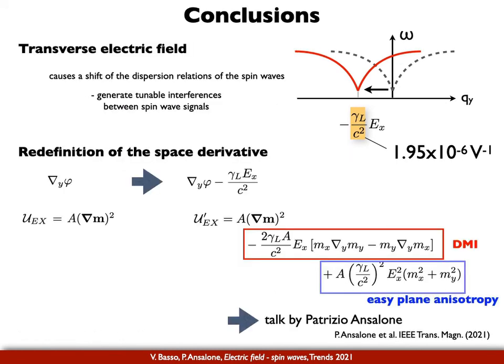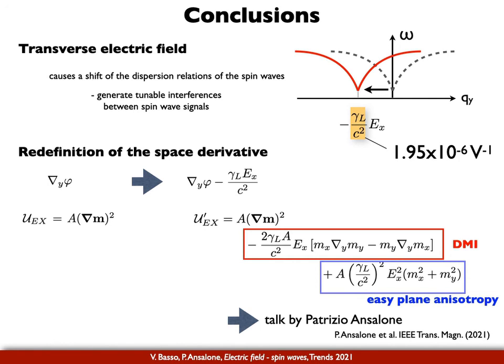So, in conclusion, we have derived that the transverse electric field contributes to accumulation of a phase. This accumulation is proportional to the electric field and the coefficient is just a constant. This constant is quite small, but it's something that is measurable.